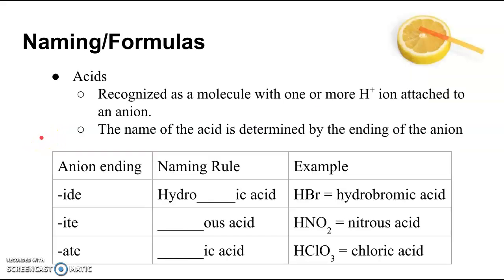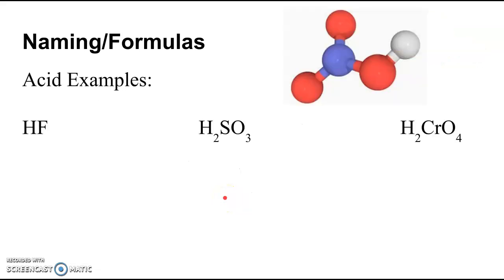So now we go back to our rule. The anion ends "ide," so we're going to put the root of the name of the anion right in here, which would be fluor in this case. So we would call that hydrofluoric acid. I'll show the answers here in just a minute.